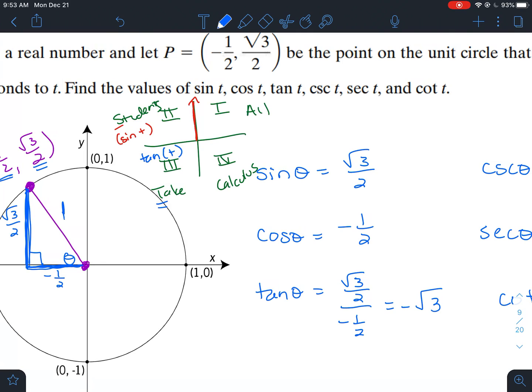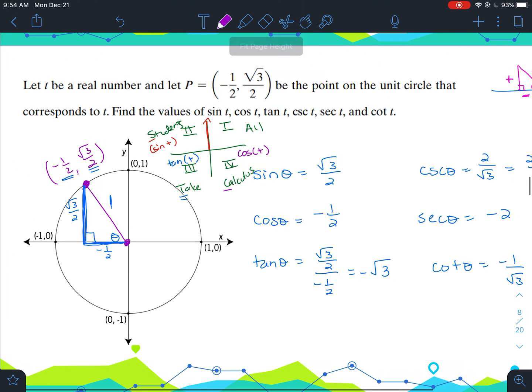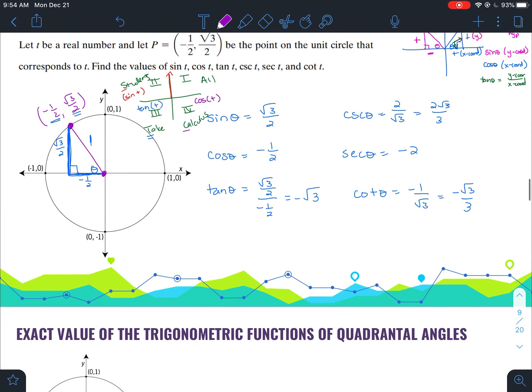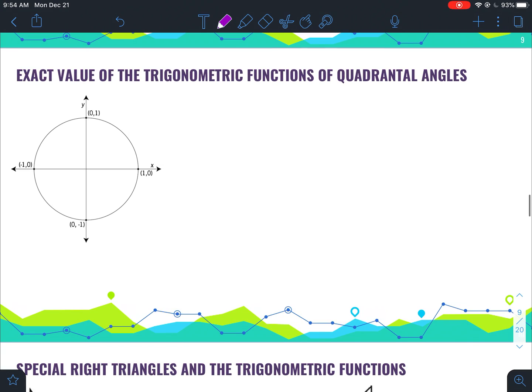In the third quadrant, you've got take, so only tangent and its reciprocal are positive in that third quadrant. So tangent and cotangent are positive in the third quadrant. And then that last one is calculus. So cosine is the one that's positive in the fourth quadrant. So cosine of your angles will be positive in the fourth quadrant because your x values are positive in the fourth quadrant and the y values are negative.